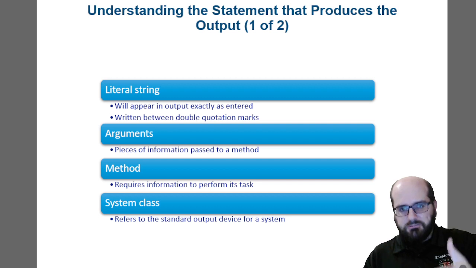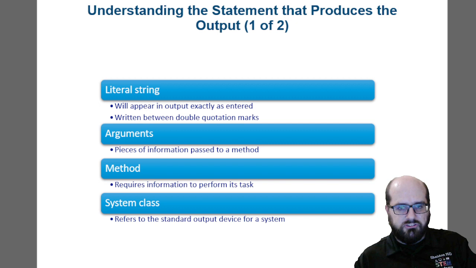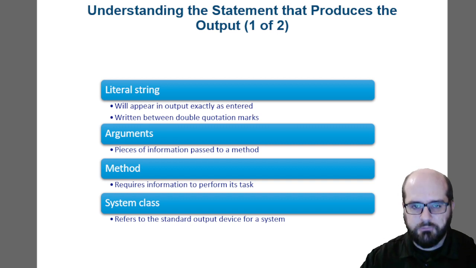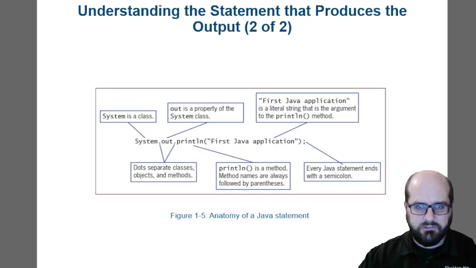The method is print or println, and it requires that information, that string literal, to perform its task. The system class itself is the standard output device for a system or input device. We could say system.in as well. System.out creates an out object, and the print and println are a method of that object. And it looks like this.